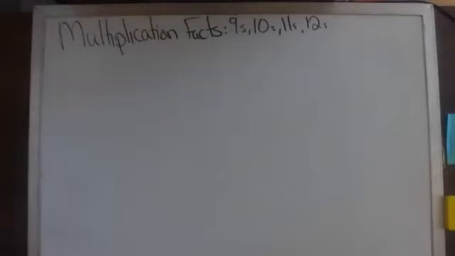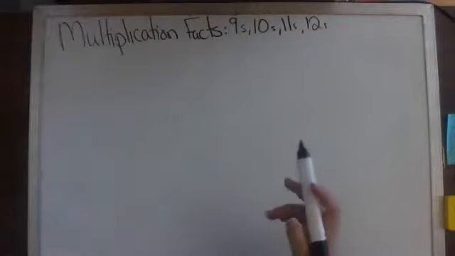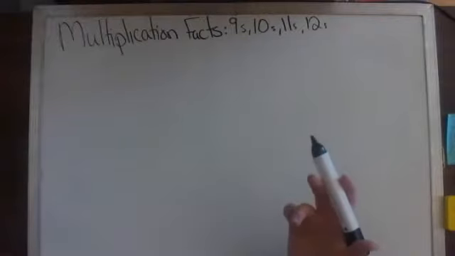This is multiplication facts, 9's, 10's, 11's, and 12's, lesson 32 for Saxon 4. So when we're looking at our multiplication facts, we're just looking at patterns that we can recognize when looking at your different multiplications. Today we're looking at 9's, 10's, 11's, and 12's.